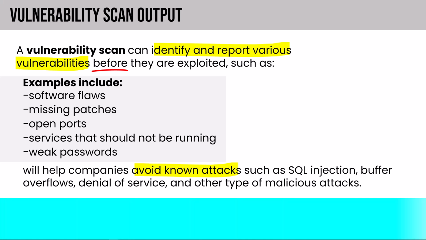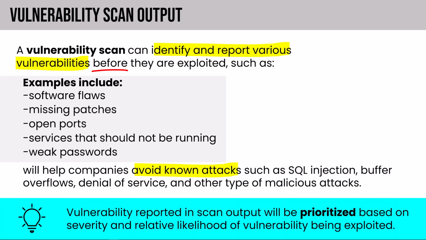And vulnerabilities reported in scan output will be prioritized based on severity and relative likelihood of the vulnerability being exploited, and typically the security team is going to weigh in on severity and priority because they have a good understanding of the organization's security posture, the security controls that are in place. Because in a zero trust strategy where we have defense in depth implemented, things that look severe on a vulnerability scan may actually not be a great threat.